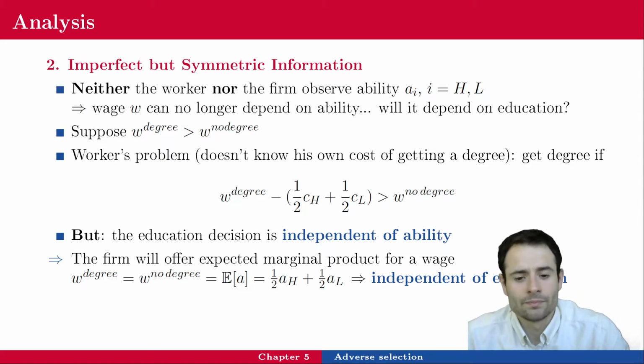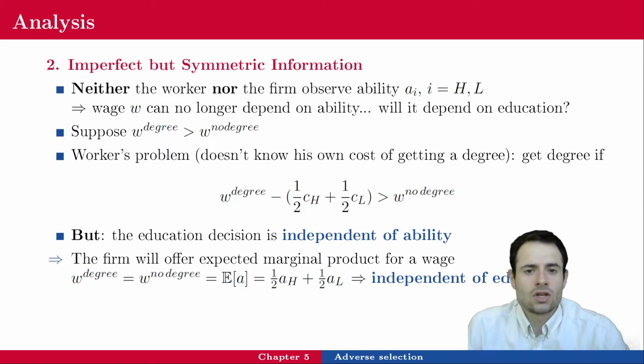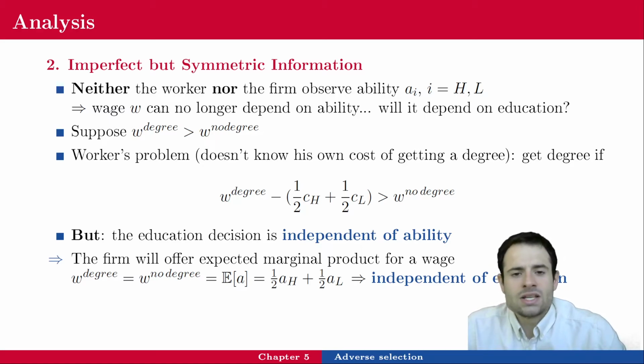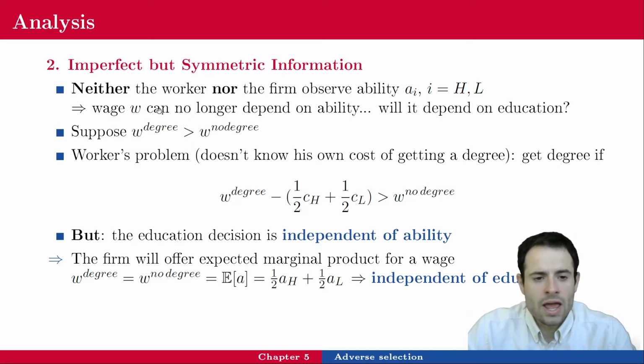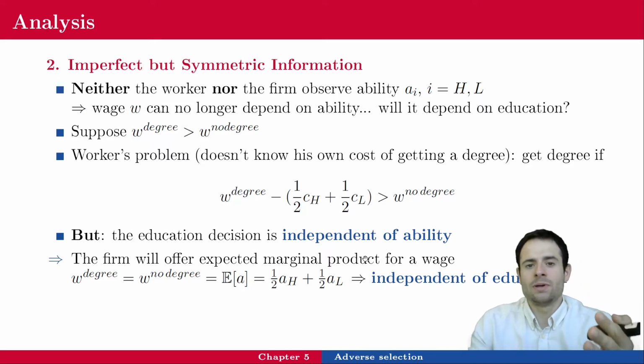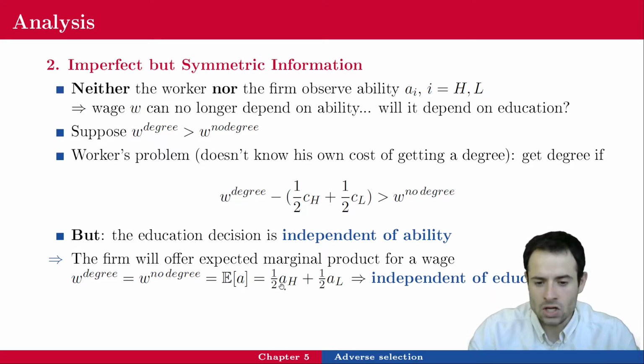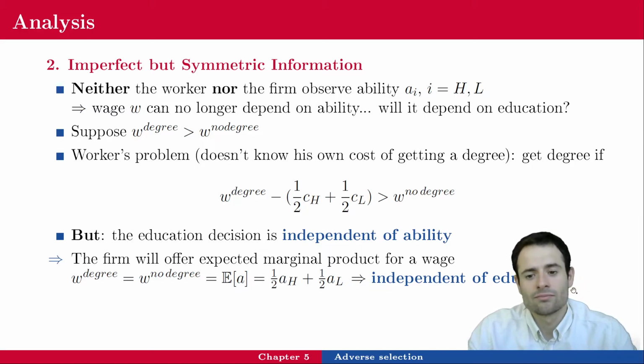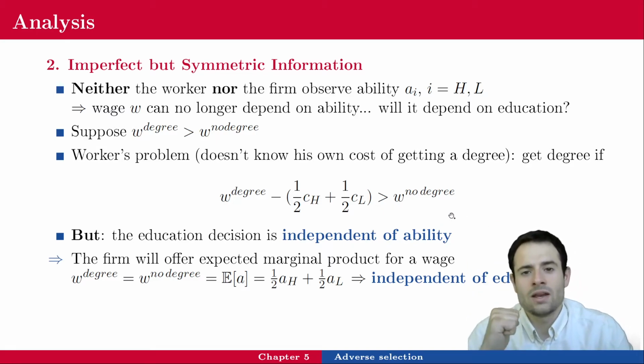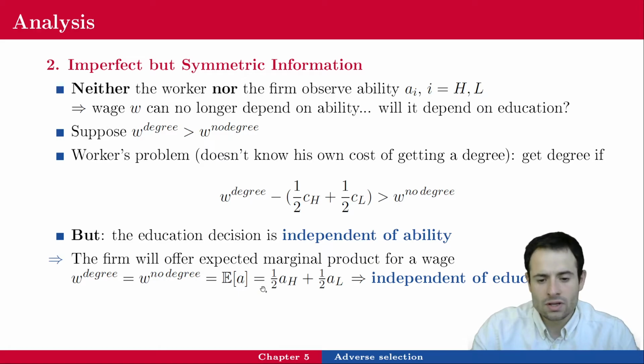Now, what about the firm? Well, the firm does not know the ability of the worker. So the firm is not going to offer a different wage according to degree and no degree. The firm will offer an expected marginal product, an average between the two. One half AH plus one half AL. It's independent of education. And it's also independent of ability. Whoever comes in for a job interview is going to be proposed this wage.